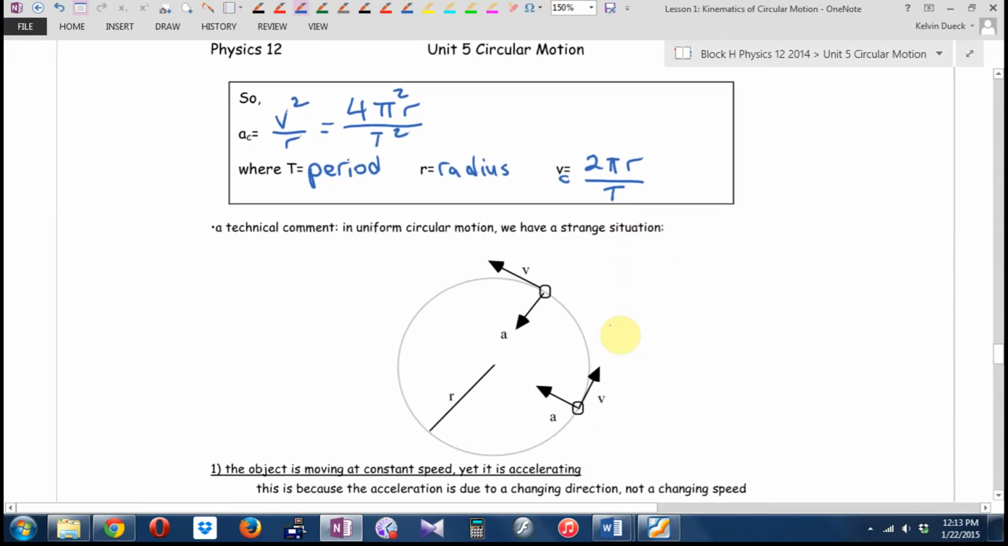So in uniform circular motion, where speed is constant, we have a strange situation. First, we're at a constant speed and accelerating. Why? Because the direction is the part of the vector that's changing. So that is still a change in velocity. That means there is still an acceleration.